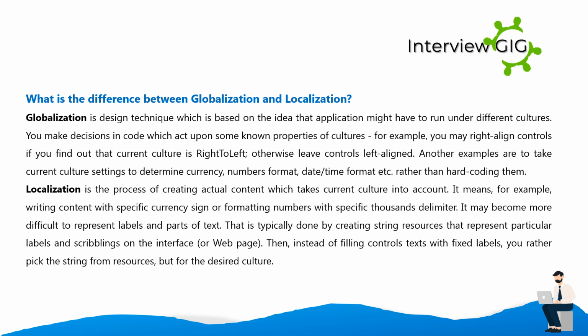Localization is the process of creating actual content which takes the current culture into account. It means, for example, writing content with a specific currency sign or formatting numbers with a specific thousands delimiter. It may become more difficult to represent labels and parts of text. That is typically done by creating string resources that represent particular labels and inscriptions on the interface or web page. Then, instead of filling controls' texts with fixed labels, you pick the string from resources for the desired culture.